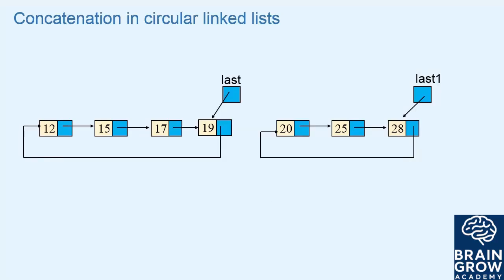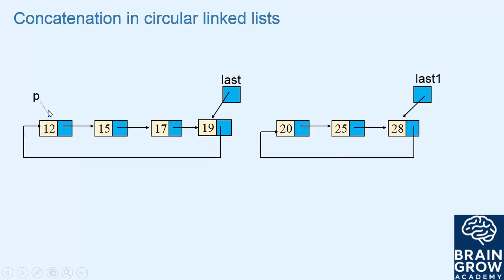Now we'll see how we can perform concatenation in circular linked lists. We have these two circular linked lists and we want to add this list at the end of this list. Now in non-circular list, we had to traverse the first list to get a reference to the last node. But here we don't have to traverse because we already have a reference to the last node of the list. Now to add this list at the end of this list, we have to make link of this node refer to this node. But if we change link of this node, we'll lose the link to this node.